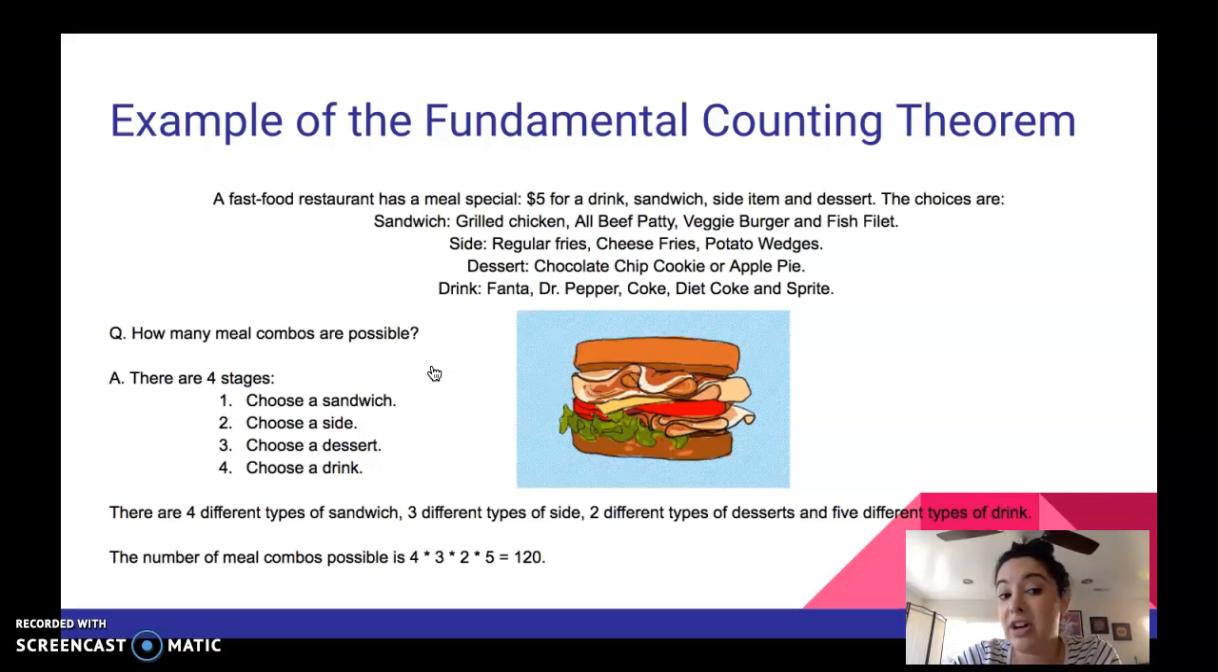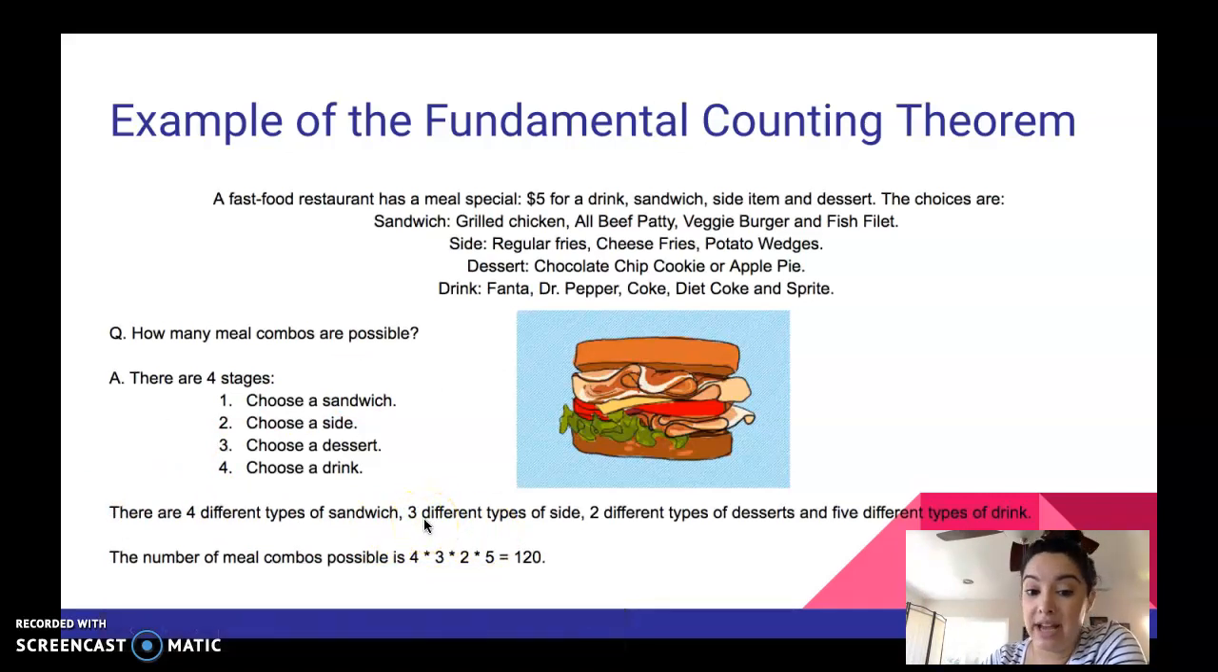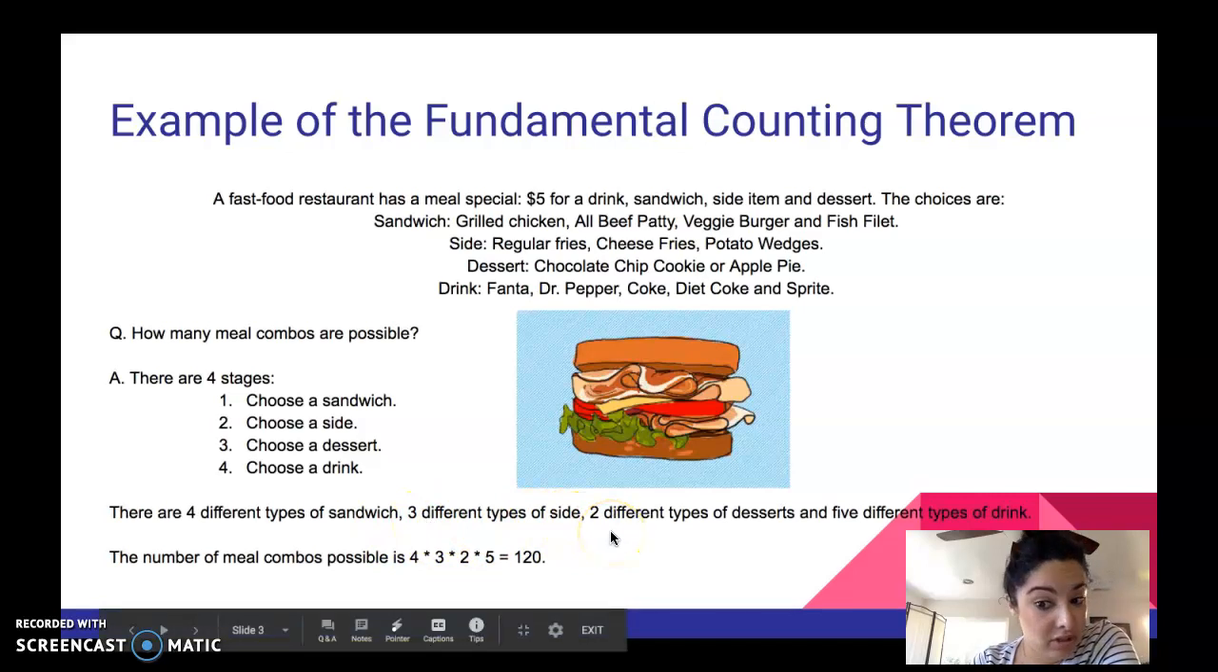First stage, you got to tell me what kind of sandwich you want: grilled chicken, beef patty sandwich, veggie burger, or fish fillet. Then stage 2 is choosing your side, stage 3 is choosing your dessert, and stage 4 is choosing a drink. So there's 4 different types of sandwiches, 3 different types of sides to choose from, 2 desserts to choose from, and 5 different types of drinks.